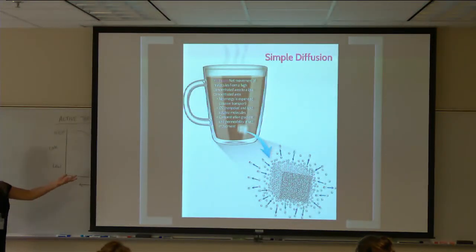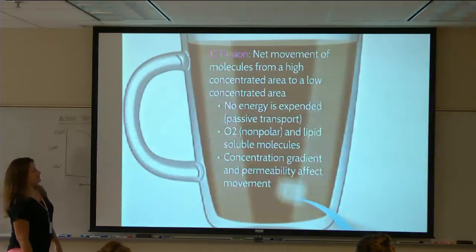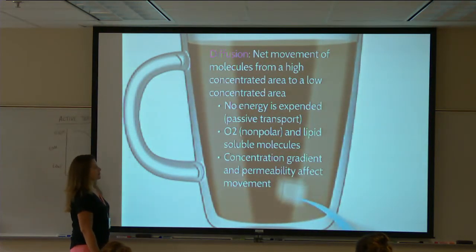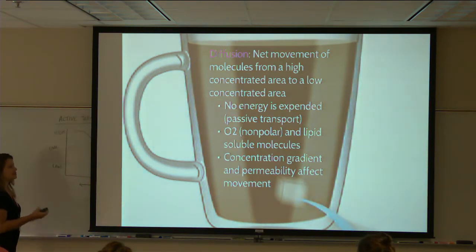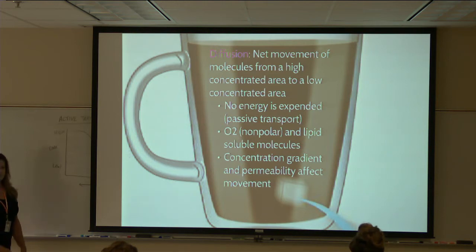Simple diffusion: your text has that characteristic sugar cube in coffee scenario. We're not spending any energy, of course, because it's passive transport. Non-polar molecules, lipid soluble, anything that can pass through that phospholipid bilayer very easily can get through. The steeper the gradient, the faster the molecules get across. It's just like Barbara riding down that hill. The steeper it is, the faster she's going to move down that hill.